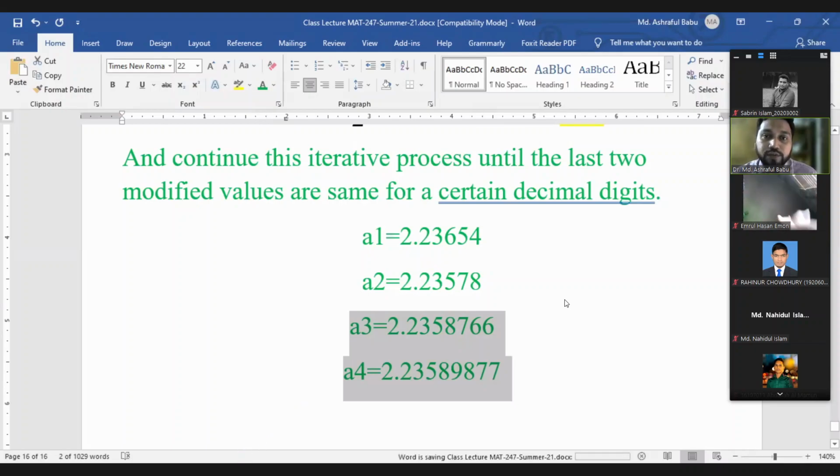If it is not mentioned in your question how many decimal points to be correct, then you have to correct at least how many? At least 3. Get this point? Yes, sir. So sometimes it will be mentioned, sometimes not. You have to check the question. If it is mentioned, then it's okay. If it is not mentioned, you have to correct at least up to the 3rd decimal point.